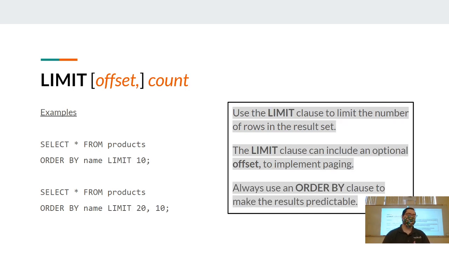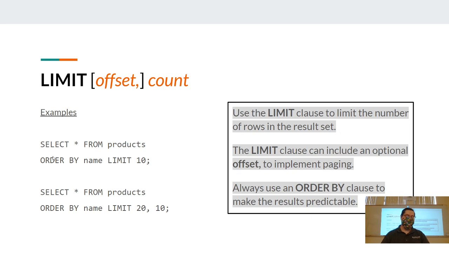So the next piece, after the order by, we have the limit. The limit says I want to limit the number of rows that I get back in my result set. In this case, I'm saying I only want 10 rows. It's important when you use the limit clause to always include the order by, because otherwise you don't know what rows you're going to get back. If you don't include an order by, you don't know what the limit's going to give you.